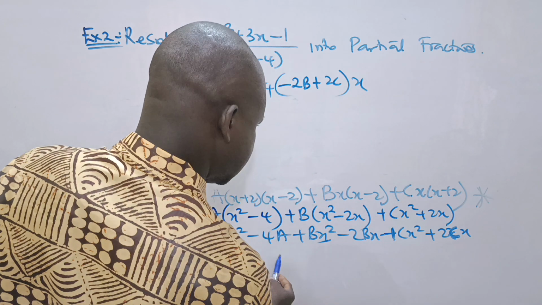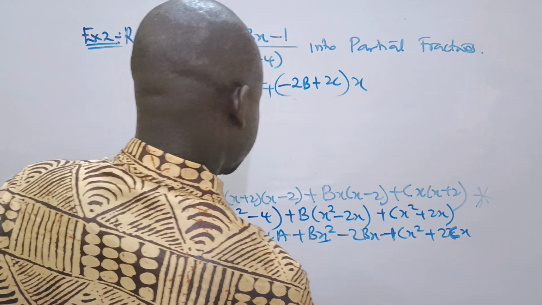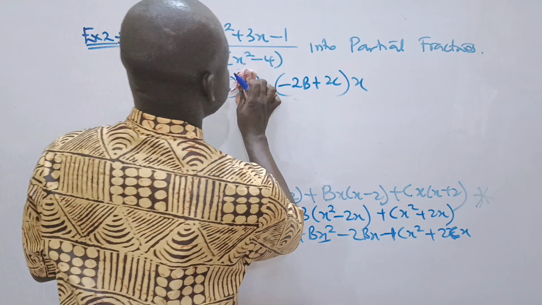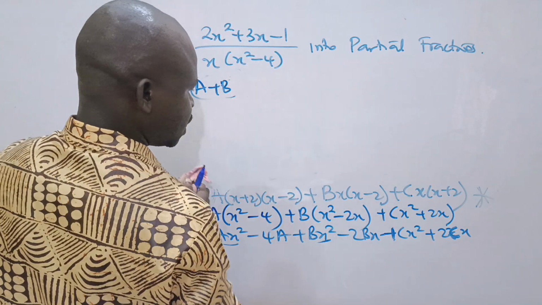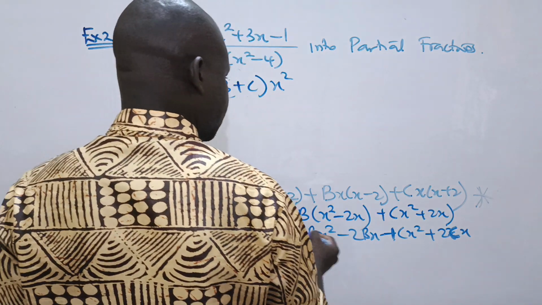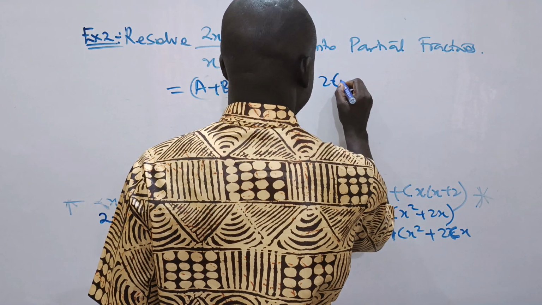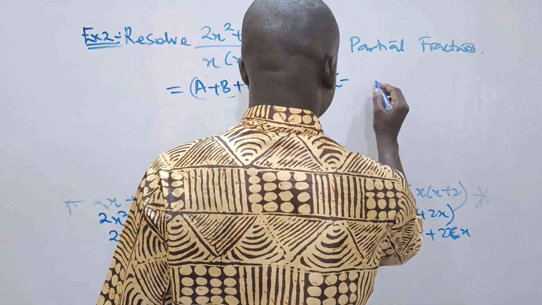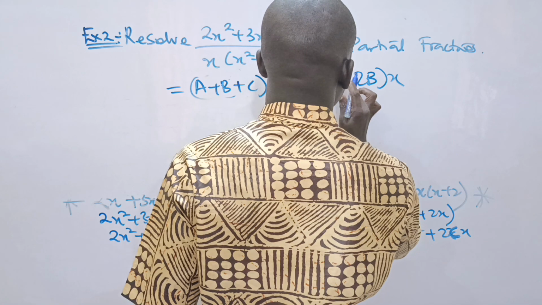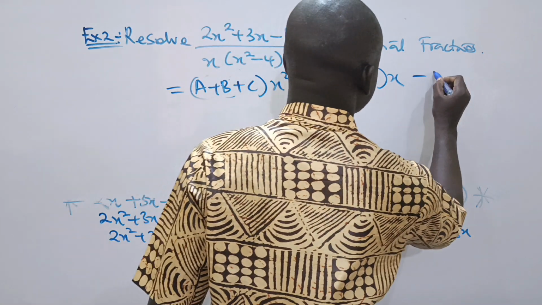Then the constant, the one without x. The one with x is minus 2. No, there's a mistake here. We also have c here. This is plus c into bracket x squared. Then here we have the one with x, we have plus 2c minus 2b into bracket x. Okay. Then we want the one without x, the constant, minus 4a.